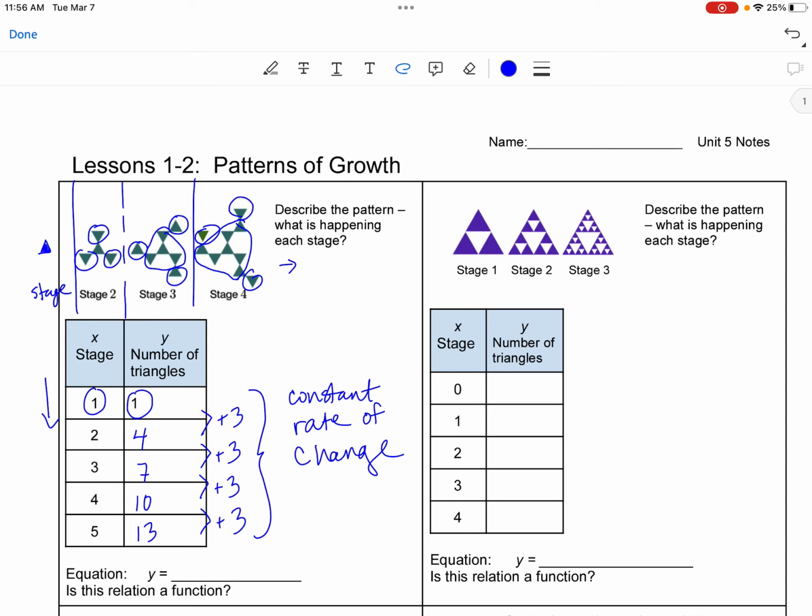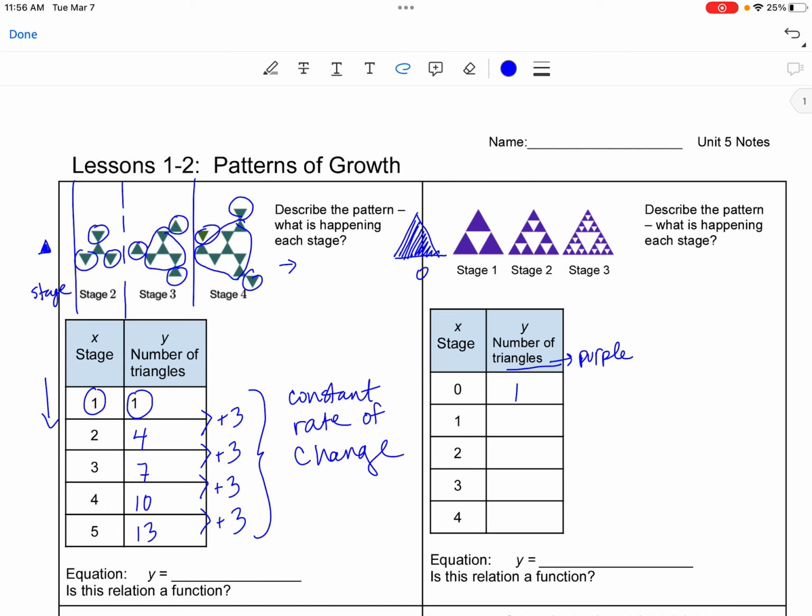Now let's look at this situation. Here we're going to see what is happening to the pattern in each stage. So number of triangles, and we're going to say number of purple triangles, not the white triangles that are created. Here we're going to start actually with stage 0. Stage 0, if we can imagine it, would have just been an entire filled-in triangle. And so there's just one triangle for stage 0.